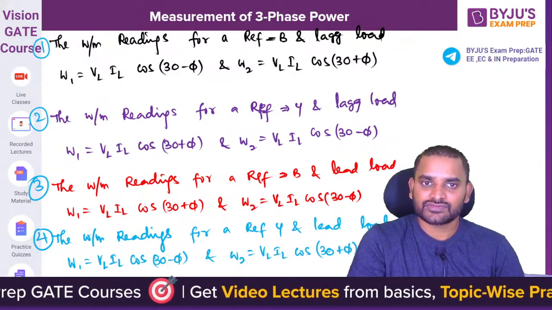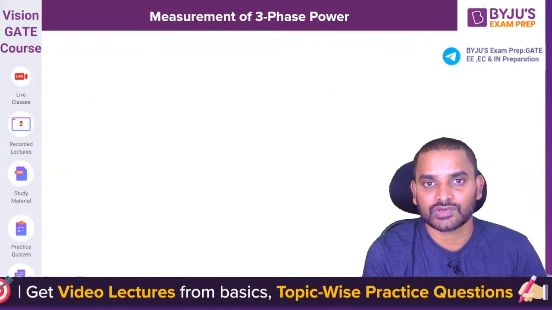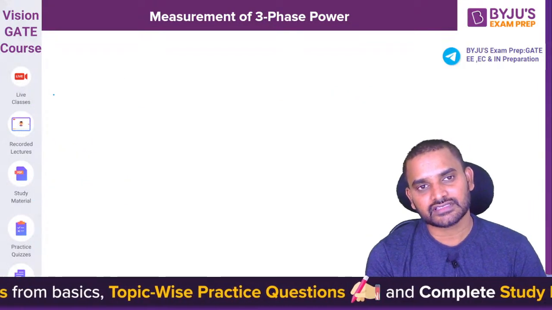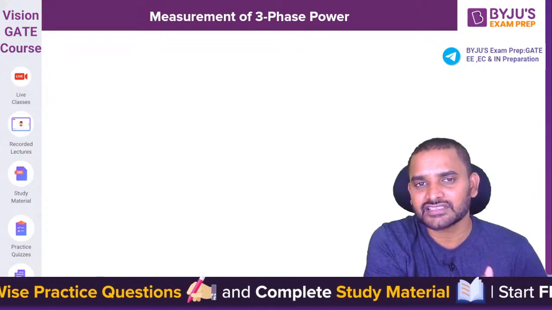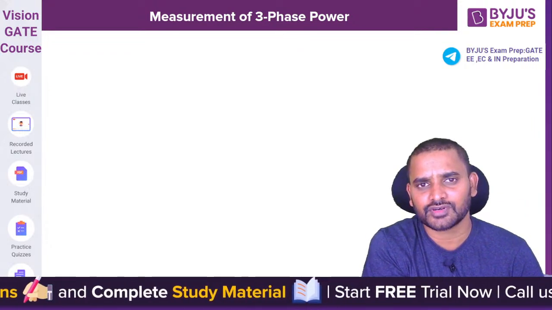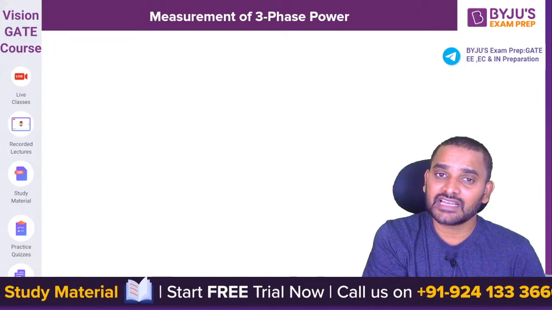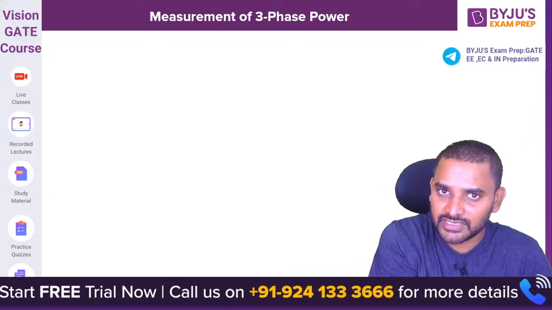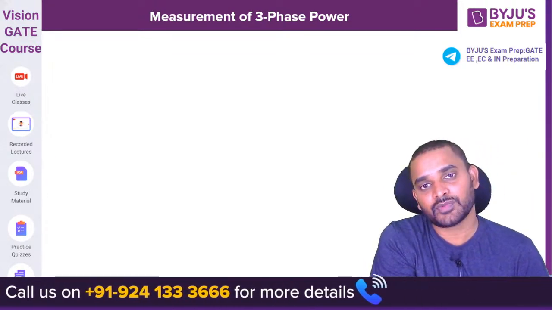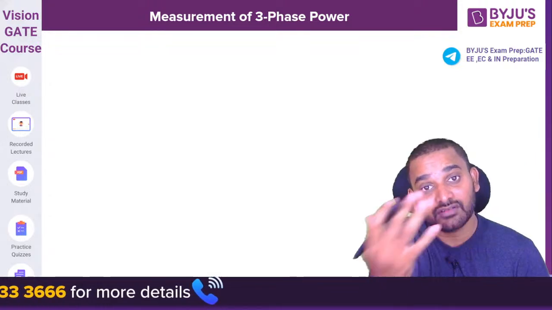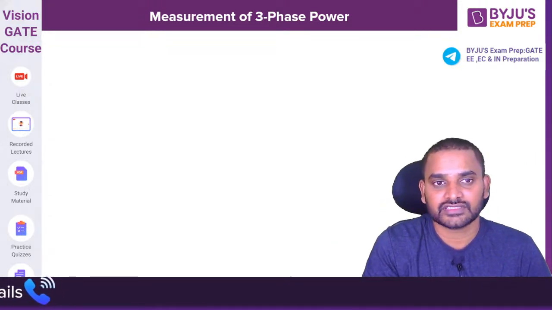I am going with case 1 only. Then they'll ask you questions, maybe to solve for active power, reactive power or power factor. Sometimes they'll ask at what power factor both the wattmeter readings are going to be equal, or at what power factor both the wattmeter readings are equal and opposite. That kind of questions they'll ask you.